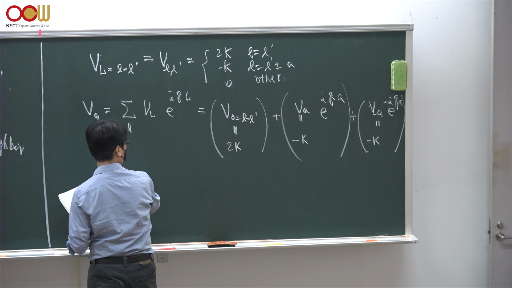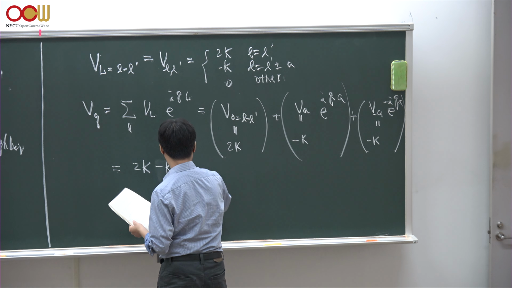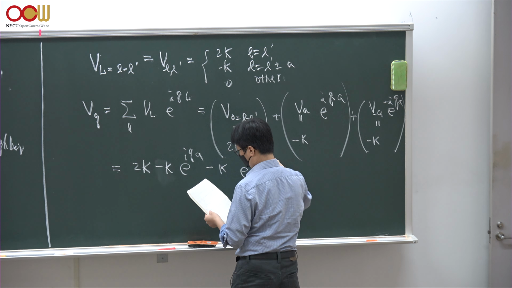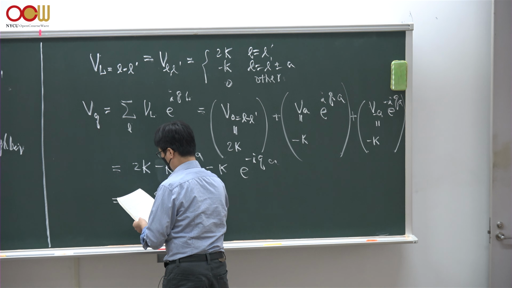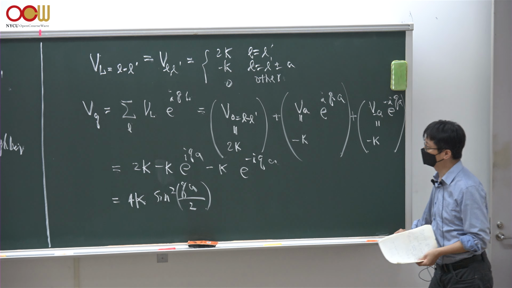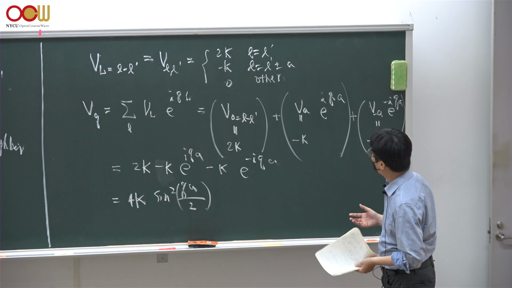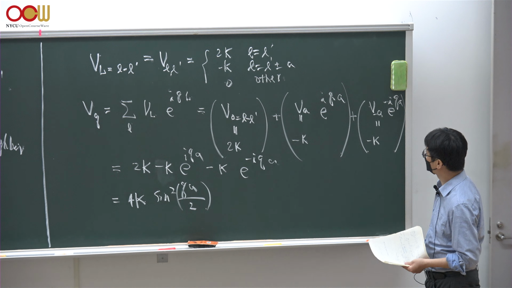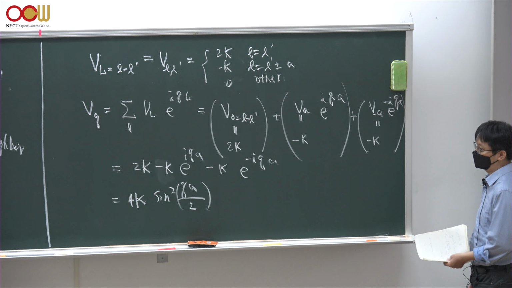Okay, so let me clean up the notation. This leads to 2K minus K e^{iqa} minus K e^{-iqa}, which is 4K sin squared of qa divided by 2. So I simply use this simplified potential term, which involves only nearest neighbor atoms, and therefore the matrix element for such a simplified harmonic oscillator problem is given by this general matrix element, which takes only 3 possible values.